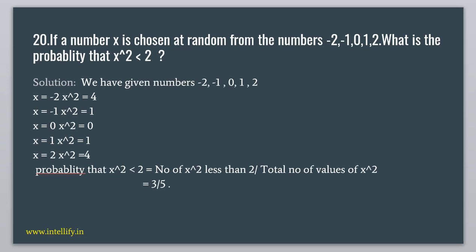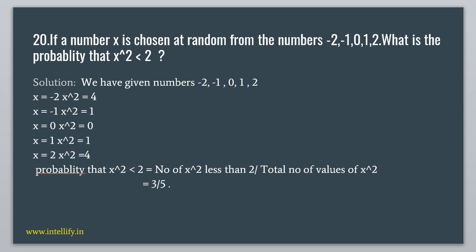We have, if a number x is chosen at random from the numbers -2, -1, 0, 1 and 2, what is the probability that x square is less than 2? So we have been given 5 numbers here: -2, -1, 0, 1 and 2. So we will consider these numbers x. What we have to find is the probability that the x square value of these 5 numbers is less than 2.